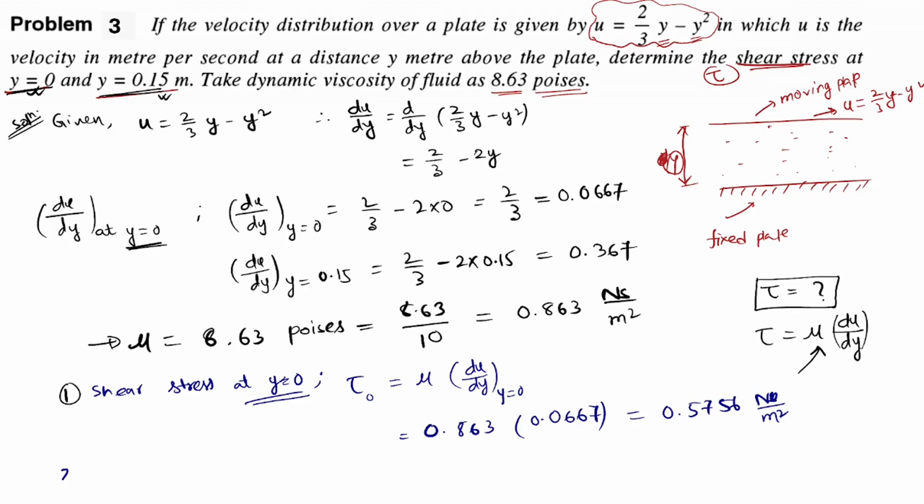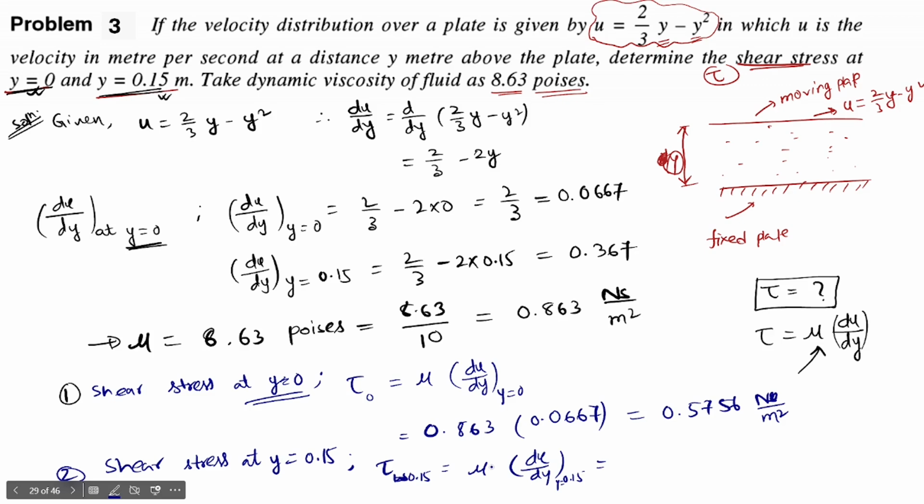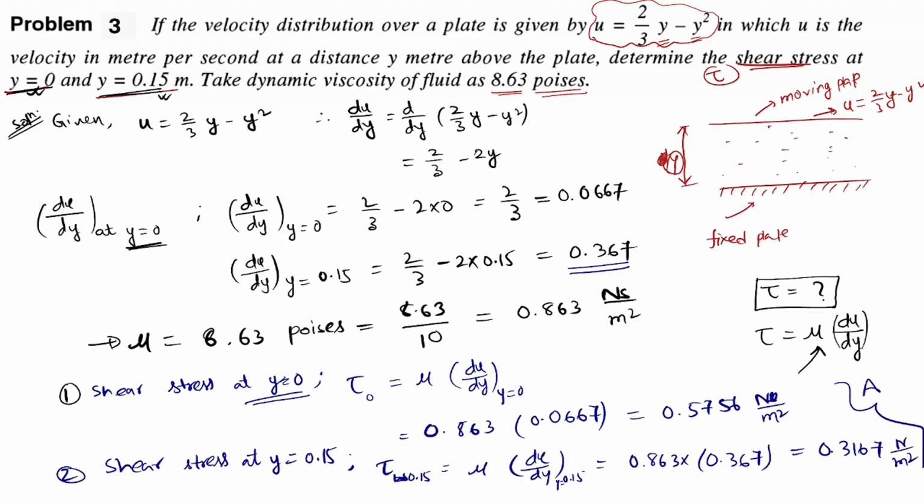In the same fashion, shear stress at y equal to 0.15 is equal to mu du/dy at y equal to 0.15. So you will get mu is 0.863 into the value of du/dy at 0.15, which is 0.367. If you just calculate it, you will get 0.3167 Newton per meter square. So both of them are your answers.